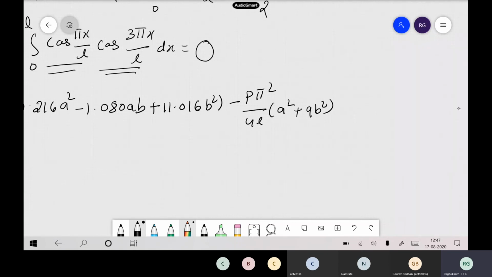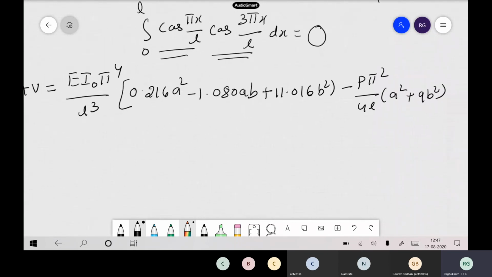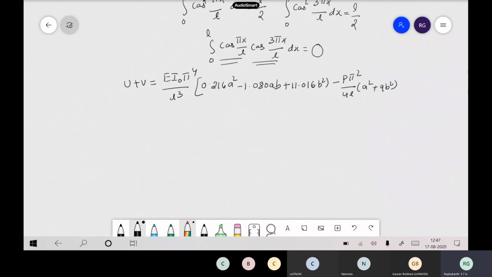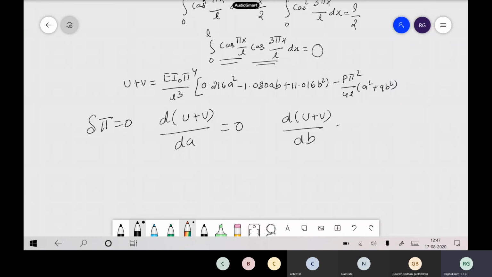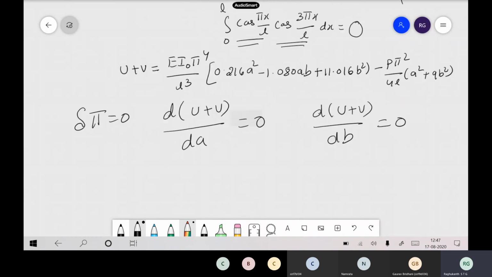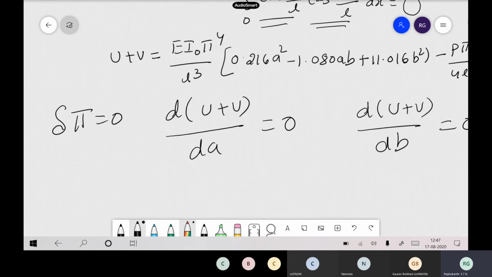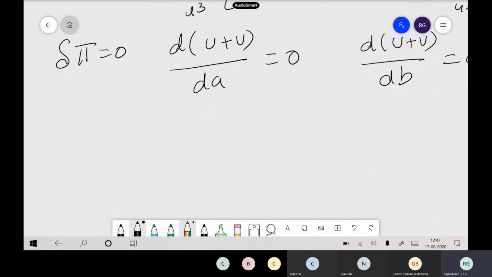Now, to find our buckling loads, what do you have to do? As I already told you, this has to be stationary, which means the derivative of U plus V with respect to A has to be 0. Then the derivative of U plus V with respect to B also has to be 0. That is the only condition we have here. So now you calculate the derivatives. You can write it nicely in matrix format.